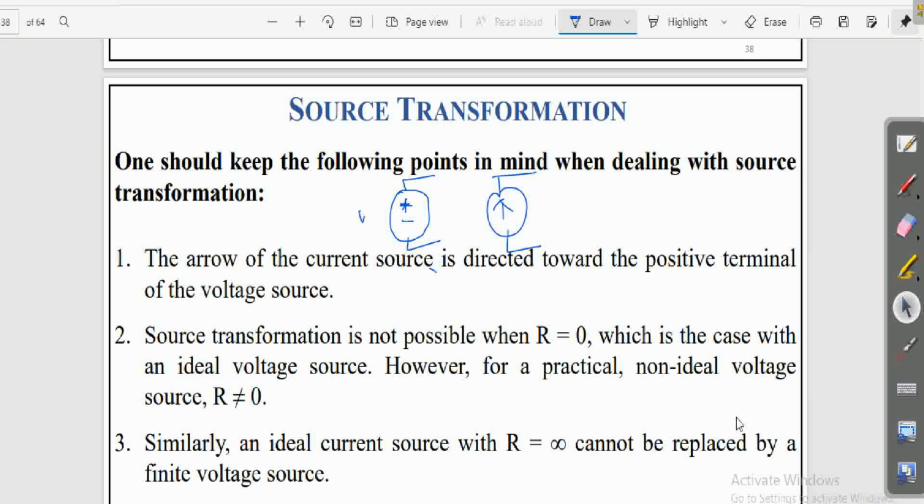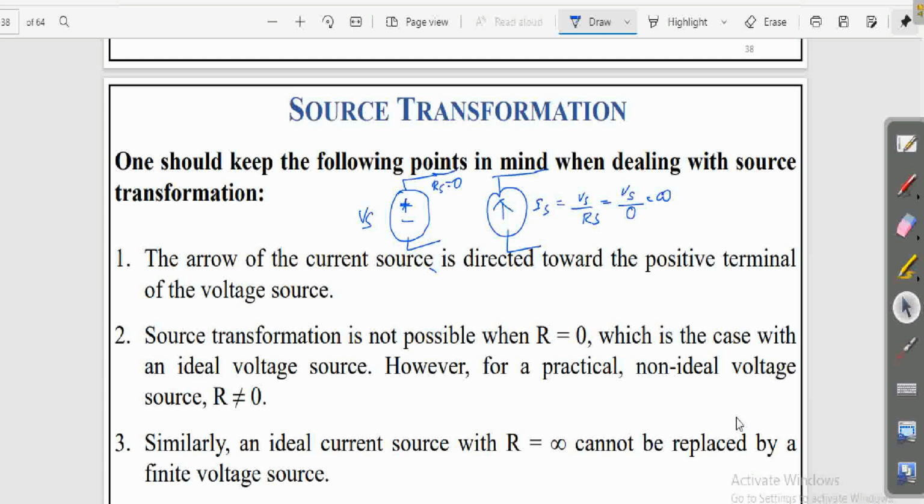Here I have a Vs. If this Rs is 0, here you have to get Is. Is is equal to Vs by Rs. What will be the value of Vs? You may have some value, but Rs is 0. So something divided by 0 is infinite. Is it possible to get infinite current? So no. However, for practical sources only the source transformation is possible.